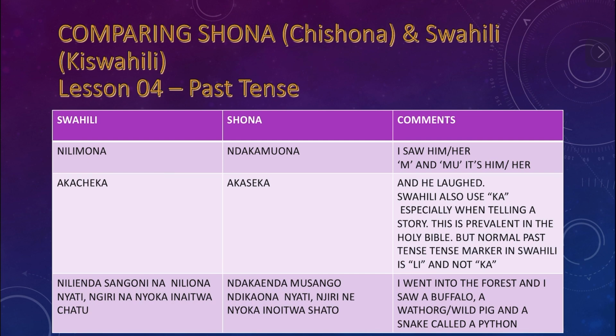Let's look back again at a word for word comparison, Swahili and Shona. Nilienda is ndakaenda. Sangoni is musango. Na niliona is ndikaona. Nyati, nyati. Ngiri, njiri. Na nyoka, nenyoka. Inaitwa, inoitwa. Chatu, shato. Amazing how similar these languages are.